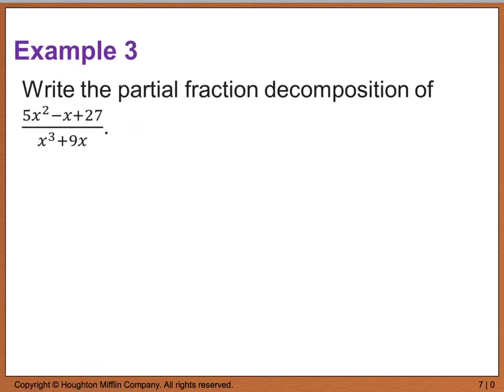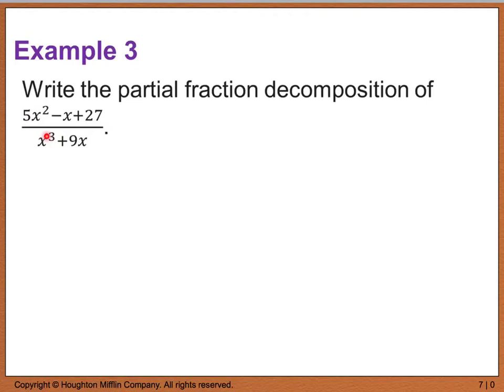Now for example 3, it says to write the partial fraction decomposition of 5x squared minus x plus 27 divided by x cubed plus 9x. Again, I'm going to start out by checking to see if I have to do the division. I have 5x squared and an x cubed. The degree of my numerator is less than the denominator, so I do not have to do division.